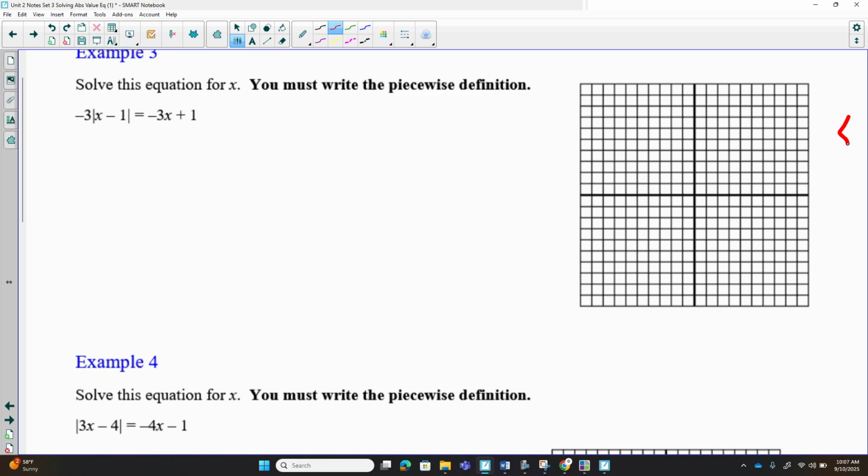Over here, we're going to do x minus 1 is greater than or equal to 0. So when I add 1, I get x is greater than or equal to 1. And then on this one, it will just be the flip of that, with no equal sign. Make sense?